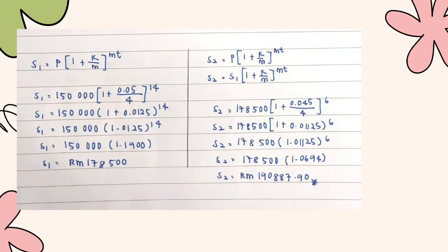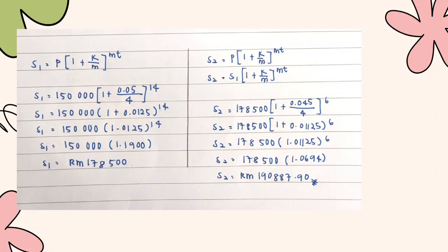Then we have to calculate for phase 1, using the same formula, S1 equals P open bracket 1 plus k over m close bracket to the power of mt. 150,000 open bracket 1 plus 0.05 over 4 close bracket to the power of 14, and then 150,000 open bracket 1 plus 0.0125 close bracket to the power of 14, and then 150,000 open bracket 1.0125 close bracket to the power of 14, and then 150,000 open bracket 1.1900 close bracket, and the final answer is 178,500 ringgit.